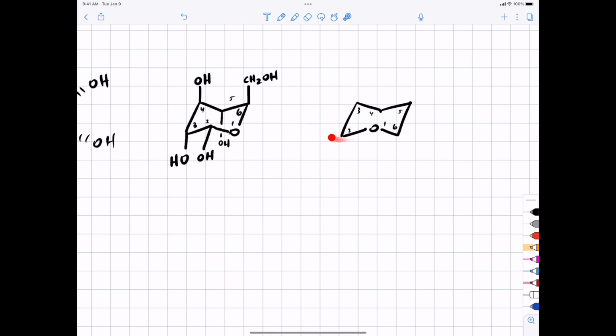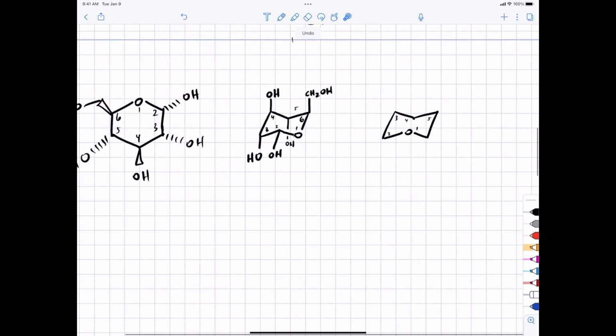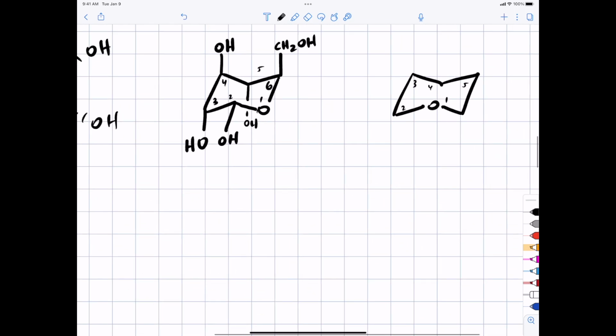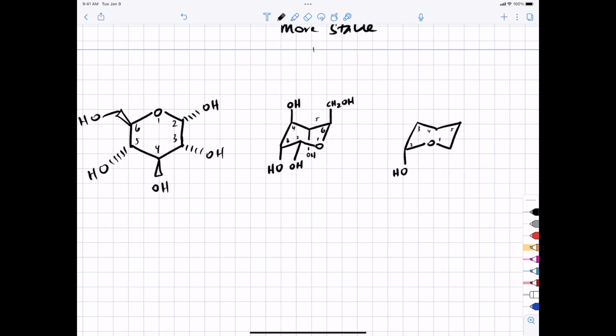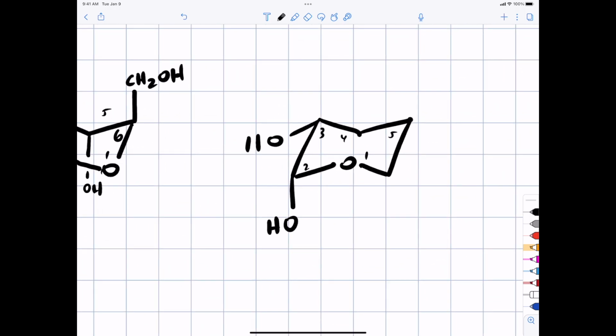And now we'll continue to go around the ring, putting things in the proper up-down orientation. Carbon 2 has a down OH group. At carbon 2, the only down position is axial. Carbon 3 has a down OH group. At carbon 3, the down position is equatorial. Carbon 4 has an up OH group. At carbon 4 in this chair, the only up position is the equatorial one.